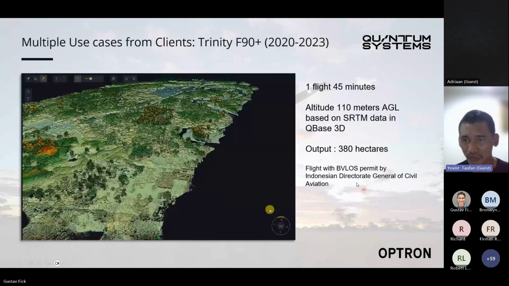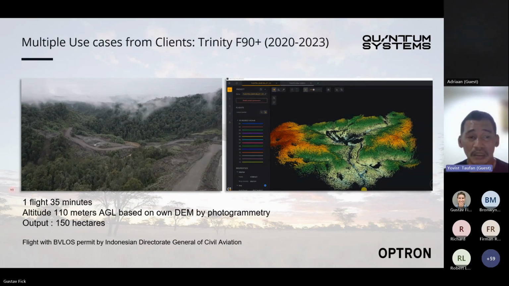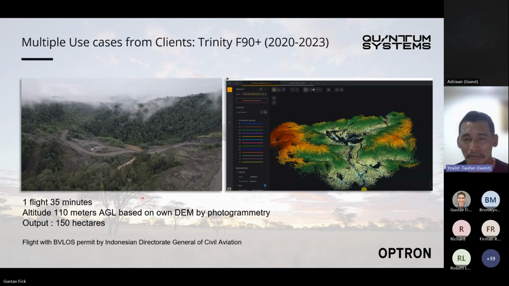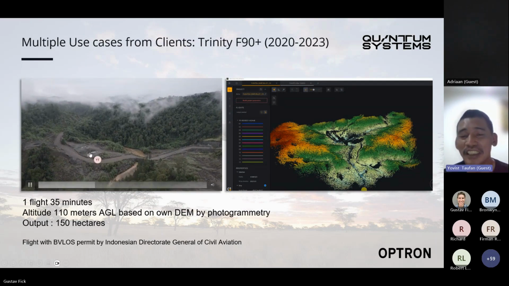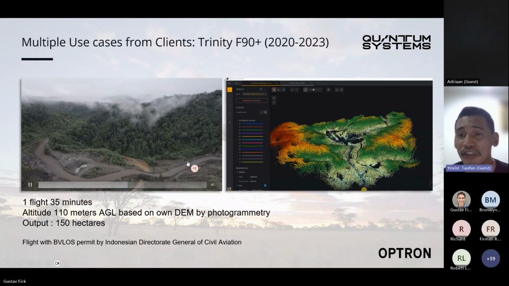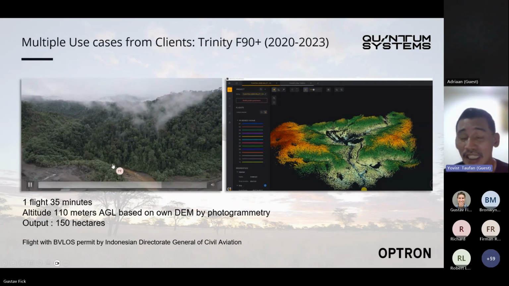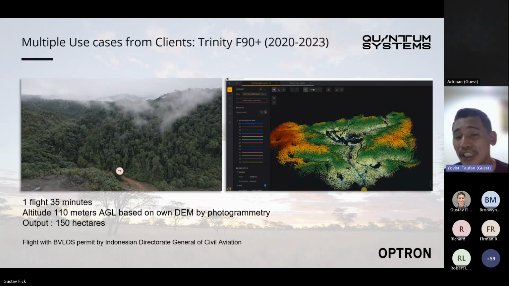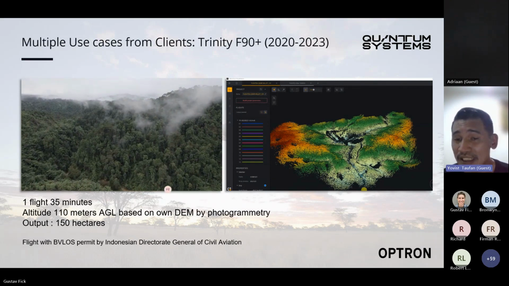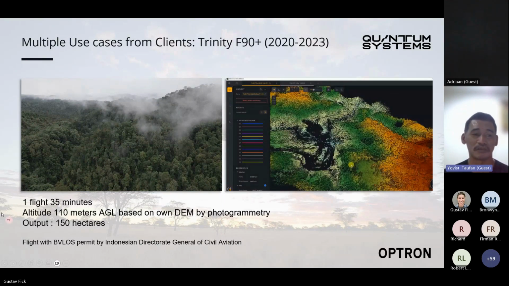Then next. This is the area that we mapped. This is the obstacle in Halmahera. We are doing extreme mapping and tricky mapping in this area. So with copter LiDAR, they have no access there. And then we mapped with fixed wing. So in this area, we achieved 150 hectares with 110 meters above ground level altitude. And this is the result for Cube 240.